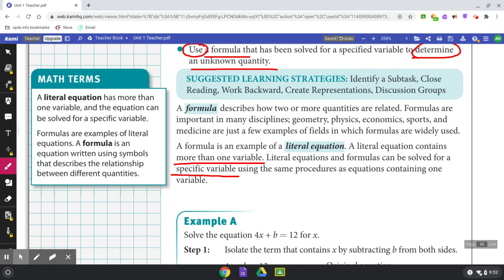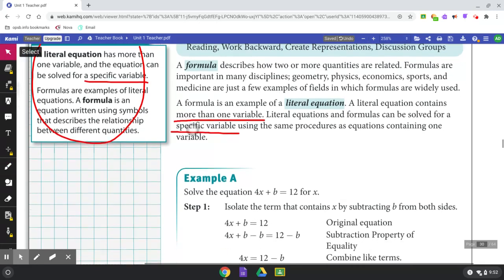Over here in the math terms, a literal equation has more than one variable, and the equation can be solved for a specific variable. Again, specific, it will tell you. Formulas are examples of literal equations. A formula is an equation written using symbols that describes the relationship between different quantities. So let's look at an example of a literal equation.